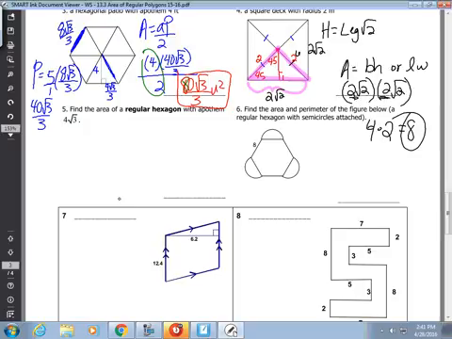Then they want us to find the area of a regular polygon with the apothem 4 root 3. On this one, they didn't draw it, so you need to go ahead and draw your hexagon. It doesn't have to be to scale. 6 sides, get our center. That center is going to be 4 root 3.